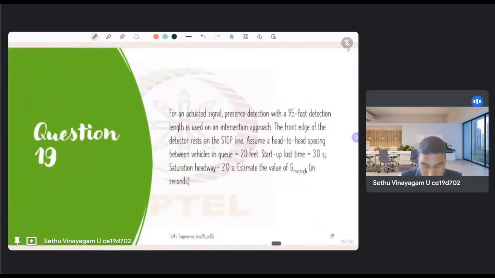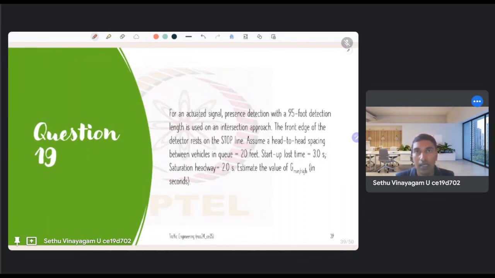Okay, question number 19. For an actuated signal, presence detection with a 95-foot detection length is used on an intersection approach. The front edge of the detector rests on the stop line. Assume a head-to-head spacing between vehicles in queue is equal to 20 feet. Startup loss time is 3 seconds. Saturation headway is 2 seconds. Estimate the value of G min high in seconds.